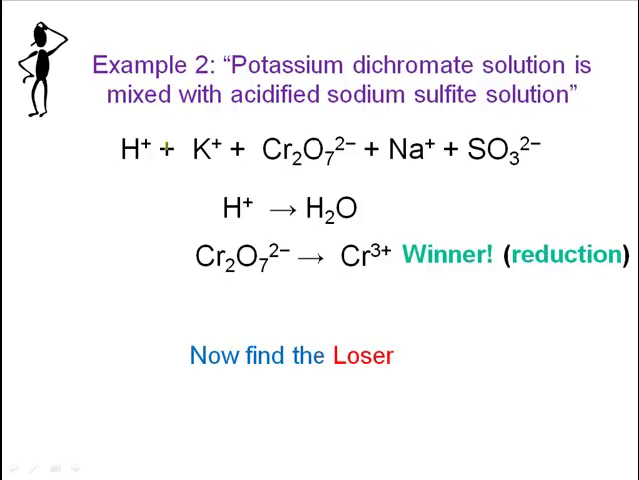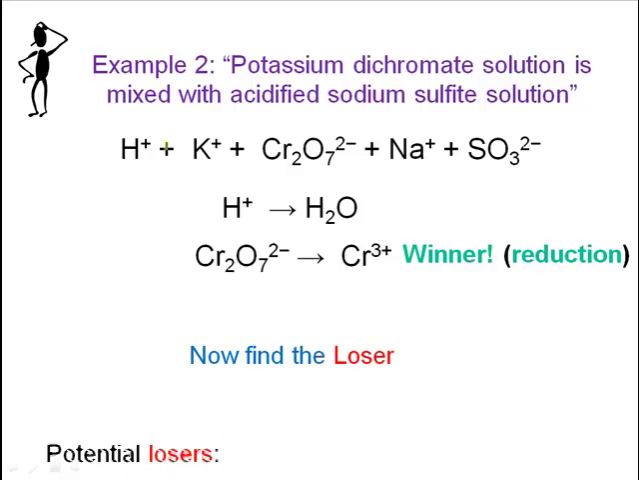Hydrogen is a potential winner because hydrogen is gaining electrons to form water. Hydrogen with a plus one has no electrons currently. When two hydrogens connect to oxygen, they then share electrons, and because of that, it is gaining electrons to form water, or it's eliminating that positive charge by a negative coming in, which is an electron.